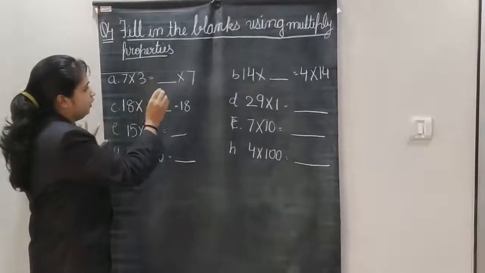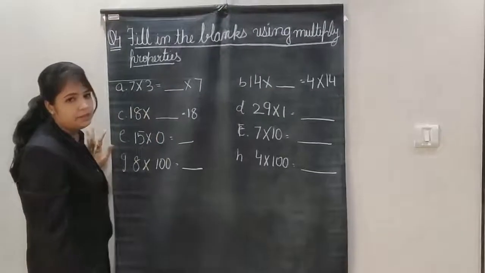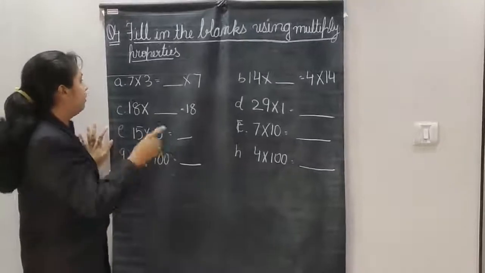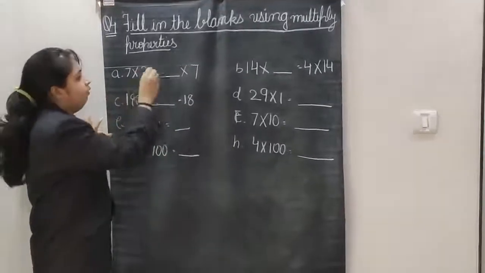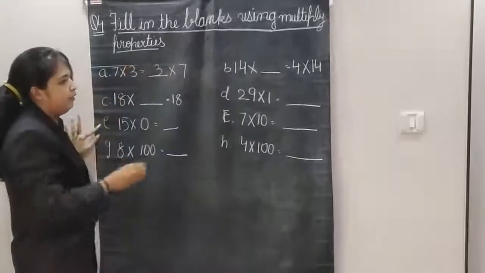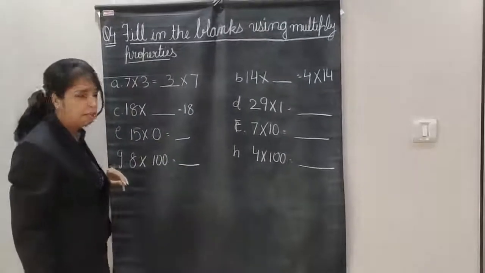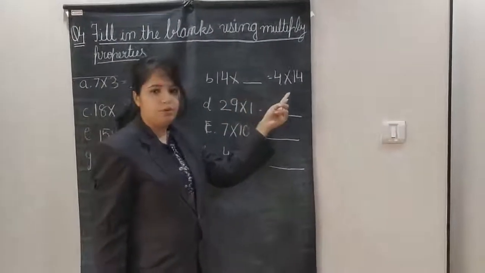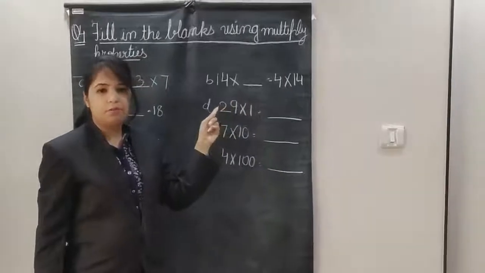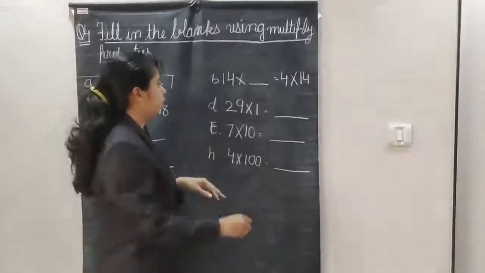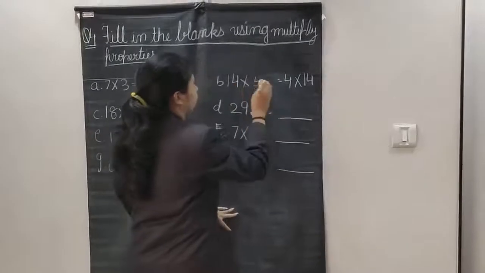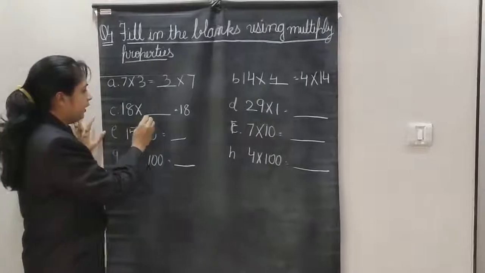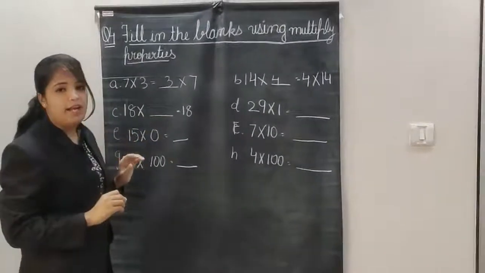7 into 3 is equal to dash multiplied by 7. So this is the property of order of multiplication. Whether we are doing 7 by 3 or 3 by 7, the answer will remain the same. Now 14 multiplied by dash and 4 into 14. Again this is the property of order of multiplication. So 14 into 4 or 4 into 14, right?